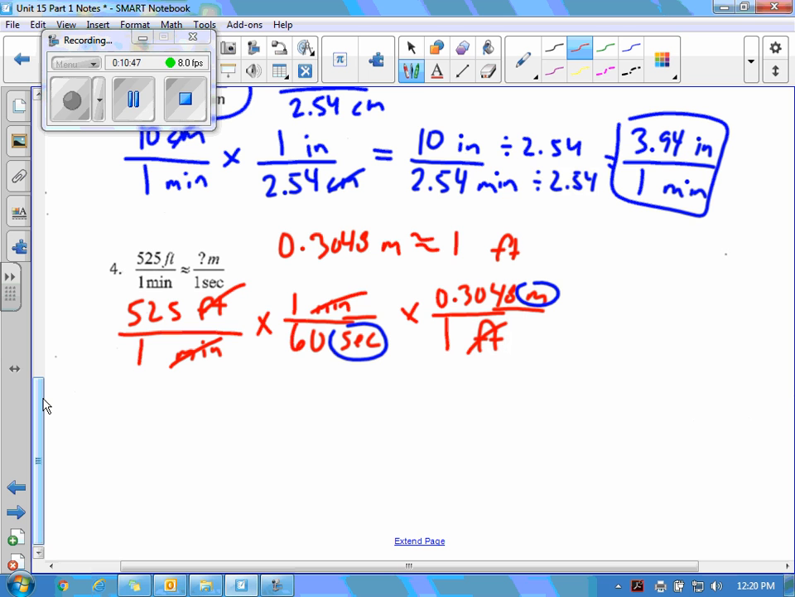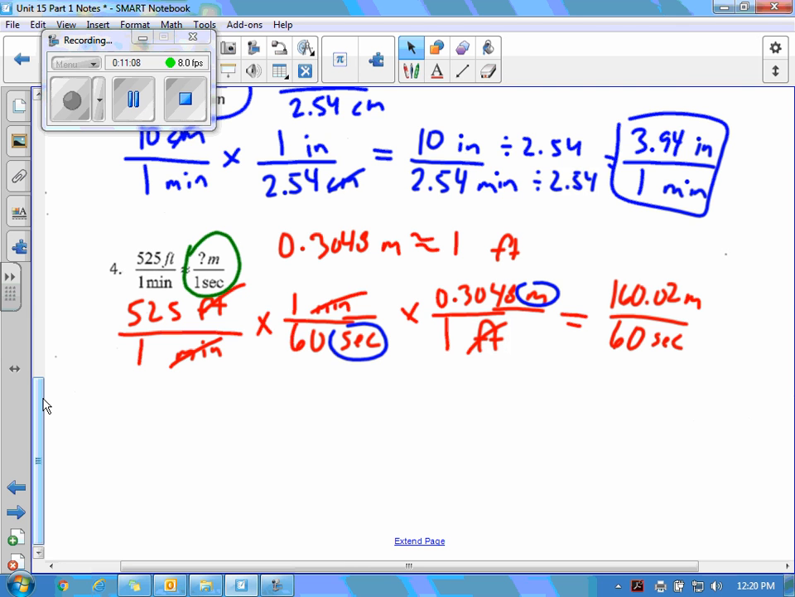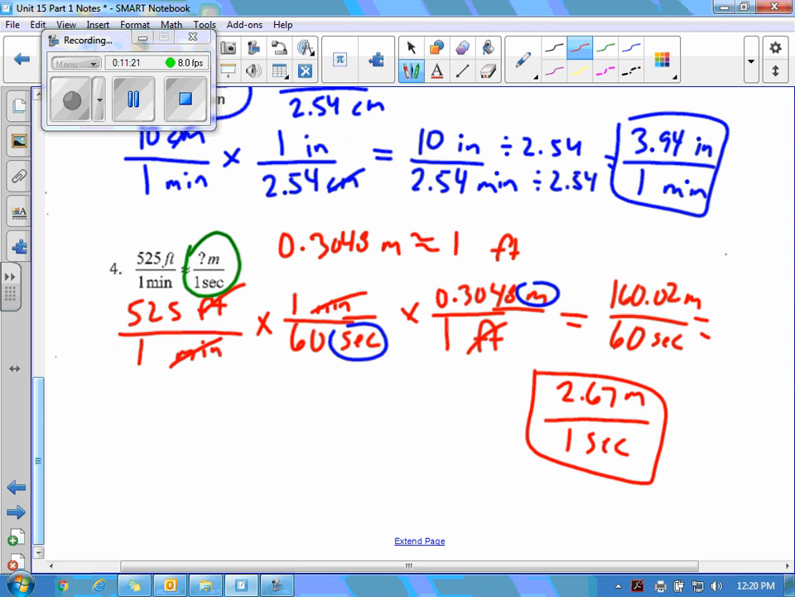So I can go ahead and multiply across the top. I do 525 times 0.3048, and that gives me 160.02 meters. On the bottom, I'm just doing 1 times 60 times 60, so I wind up with 60 seconds on the bottom. Now, if you look at the problem though, they want how many meters per 1 second. So that means I need to divide the numerator and the denominator by 60, and I'll get 2.67 meters over 1 second. I'm done there.